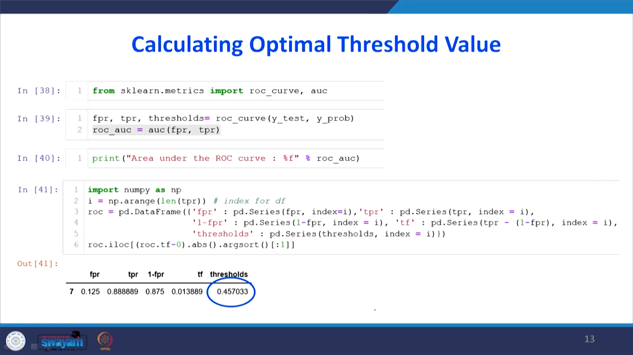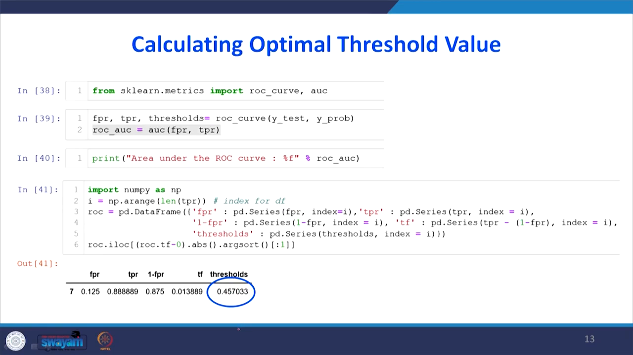But the question will come, how to choose the right threshold value. We have seen 0.3, 0.5 or 0.7, and the appropriate threshold value can be obtained by looking at this table. For example, here the output of this program says that the threshold value 0.457 is most appropriate for us.